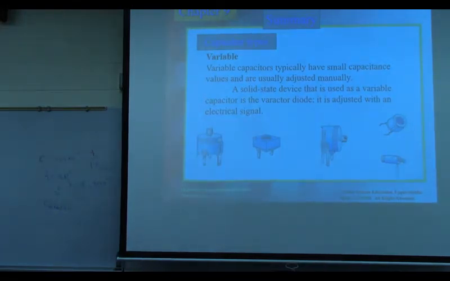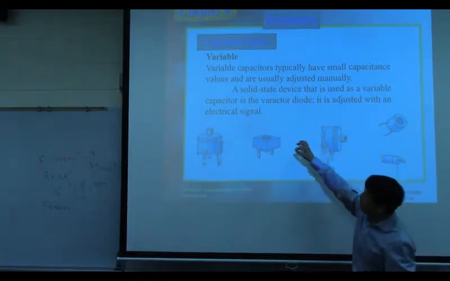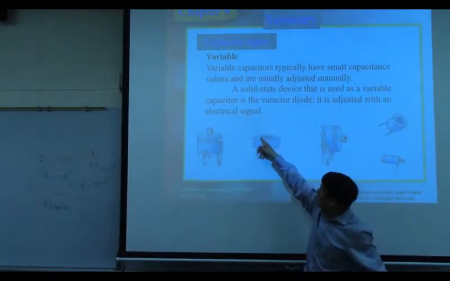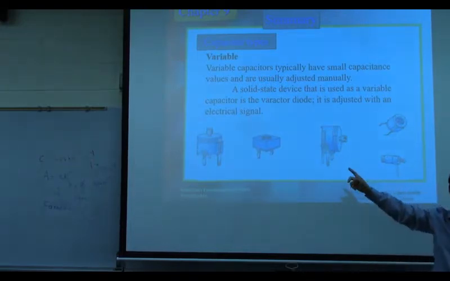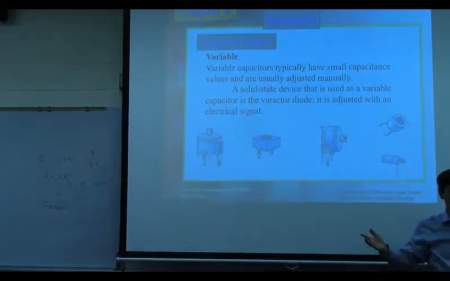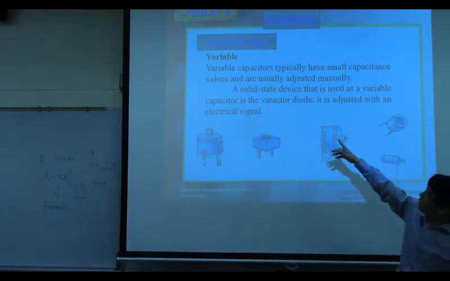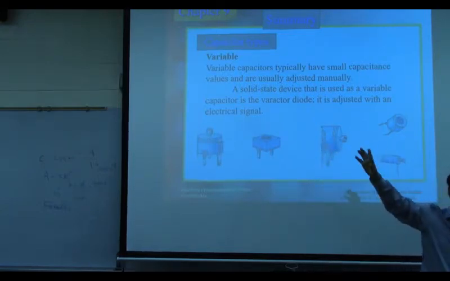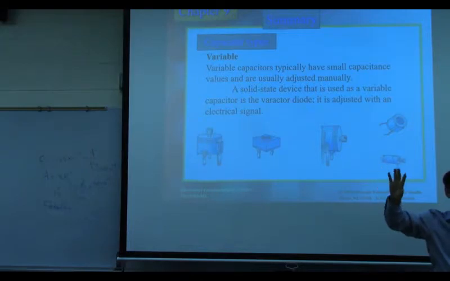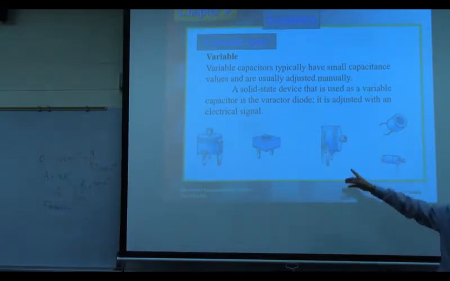Okay, the next one is called the variable capacitor. Variable capacitors typically have small capacitance, but the capacitance can be changed by physically changing it or electrically changing it. If we change it physically, usually we use a screwdriver to turn it like this, just like the resistor, right? So you know that. And some can be changed by electric voltage or current or electric signal. That is called a varactor. And that is very useful. We are going to use this later in communication courses.